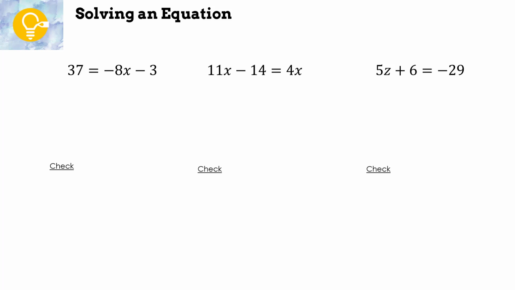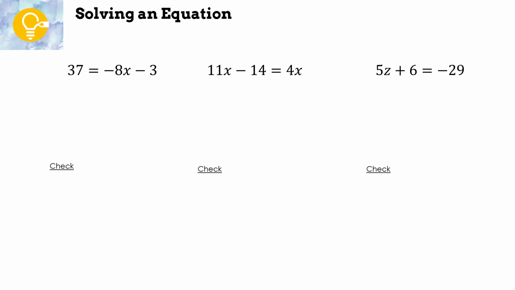You're going to try these three by yourself. So the idea is you're going to pause the video, do these three by yourself, and then we are going to work them together. So pause the video, do them, and check them. All right, let's see how you did.